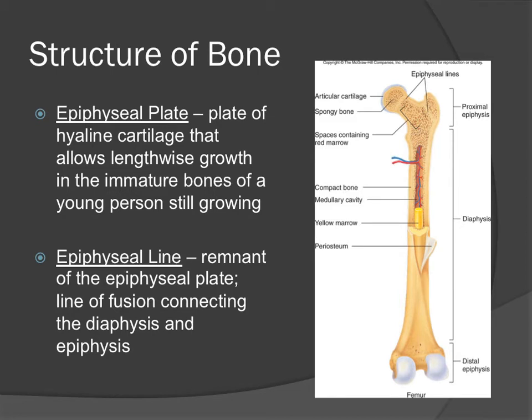So if you have not reached your mature adult height and you're still growing, then you have the epiphyseal plate in your long bones. Now, the epiphyseal line, this is the remnant of the epiphyseal plate. So this is the line of fusion connecting the diaphysis and the epiphysis. So this is the part of the bone that replaces the epiphyseal plate once a person has reached their full adult height.